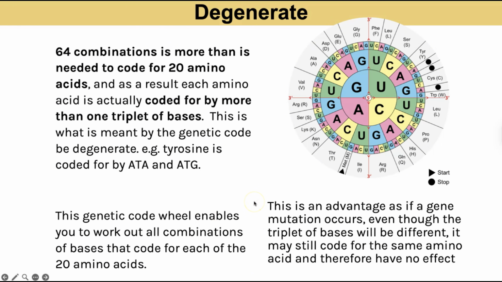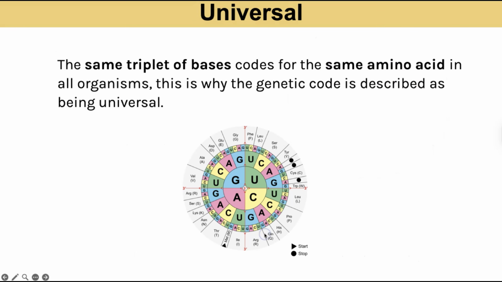Now, it's an advantage that the genetic code is degenerate, because if a gene mutation occurs and it's a substitution mutation where one of the bases is now swapped and we have a different base, it might mean that the triplet of bases still codes for the same amino acid, and therefore even though there was a mutation, you still code for the same amino acid, so it has no effect on the overall protein that is made.